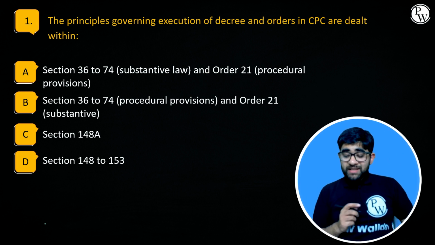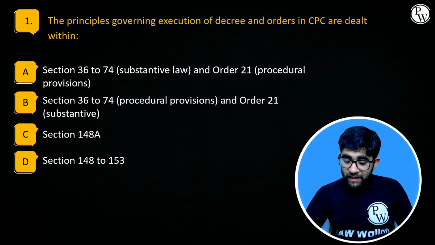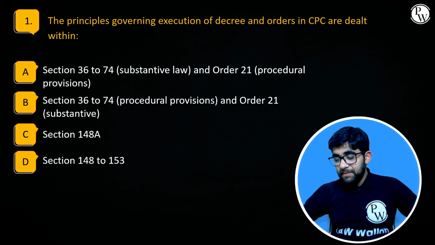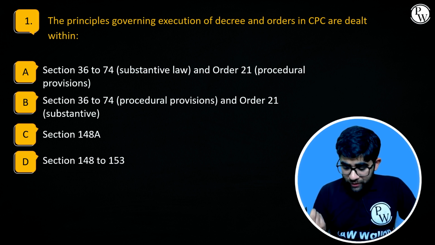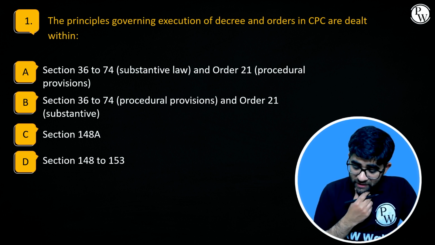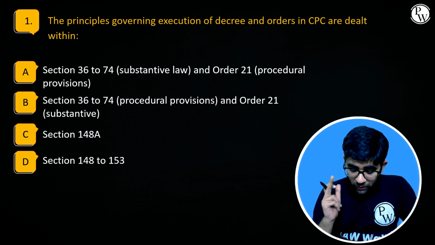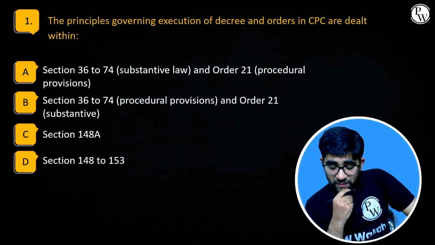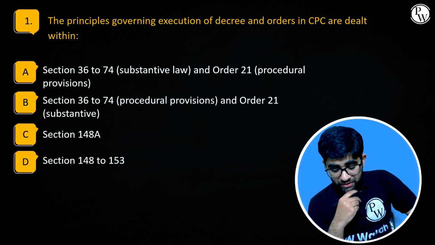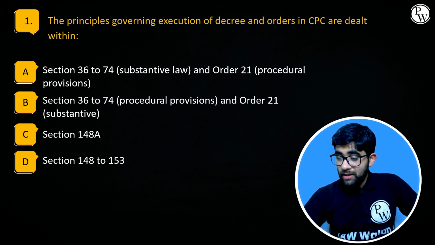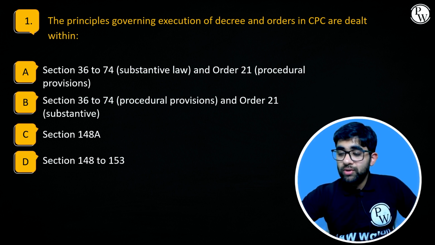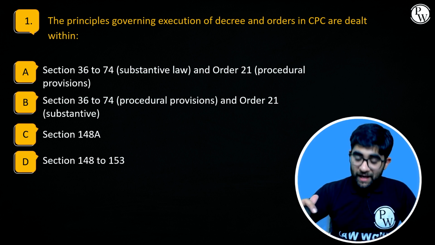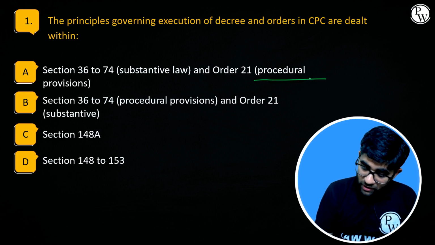Now, the principles governing execution of decrees and orders in CPC are dealt with, I've already told you, that is section 36 to 74 and Order 21. And it is said Order 21 substantive and Order 21 provisions, then in A and B. So the answer to this is A, that is procedural provisions.